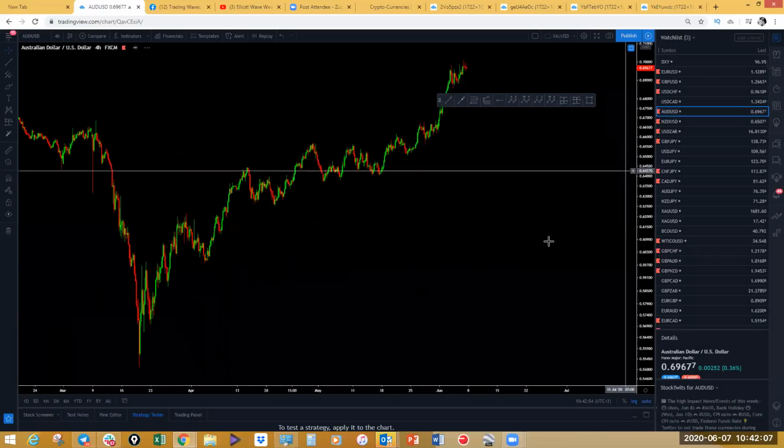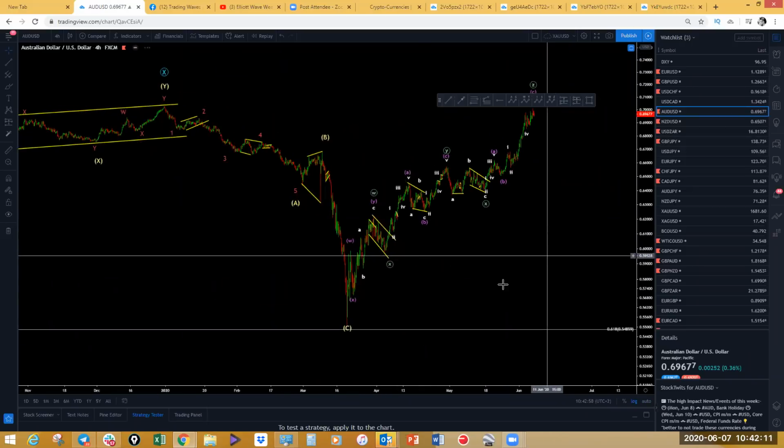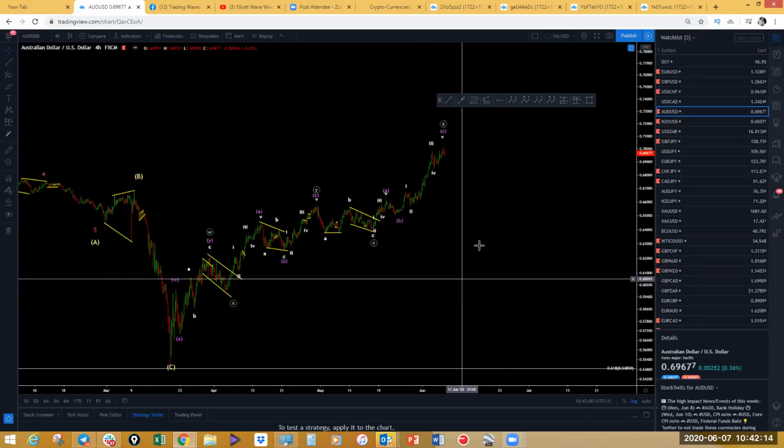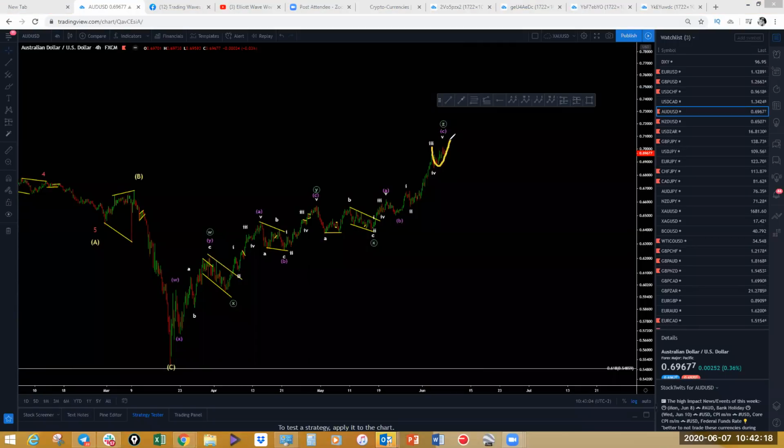Aussie US dollar. Aussie has been trending for the past 2 months. So here we're expecting the last push to the upside and a pullback. This move was pretty impulsive. It was a WXYXZ structure. If you follow the green, 1, 2, 3, 4, 5, WXYXZ. Now we're expecting a pullback. We should see divergence and a pullback here on Aussie US dollar.